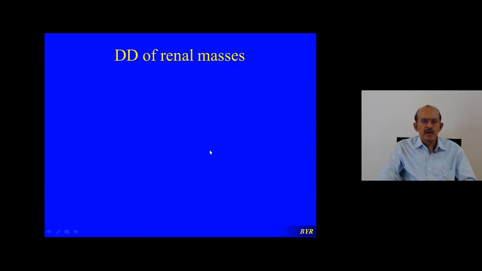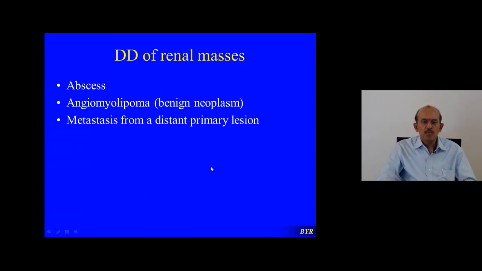Whenever you find a renal mass, what is the differential diagnosis? Abscess in the kidney, angiomyolipoma, metastasis from a distant primary lesion. Sometimes there can be metastasis in the kidney also. Renal cyst, sarcoma, a rare tumor arising in the kidney.